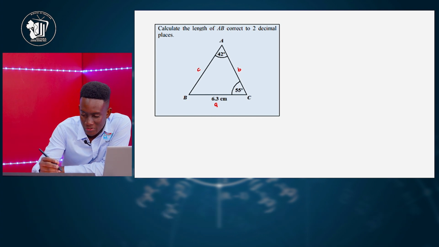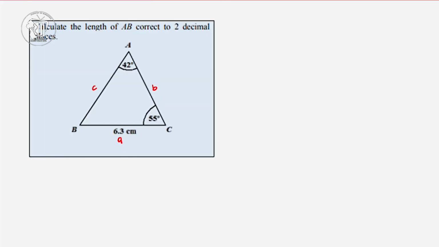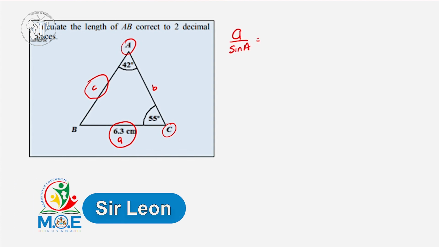And we see we are given two angles and a side, and we want to find the other side. So let's see which combination you're given. We see we are given angle C and we want to find side C, and we're given angle A and side A. So we're using A and C. So we can say A over sine A is equal to C over sine C.